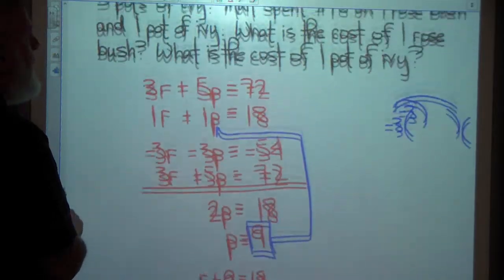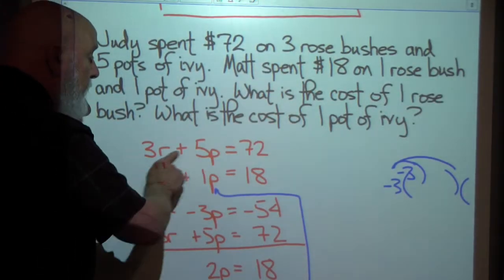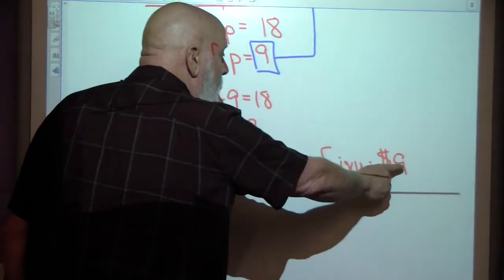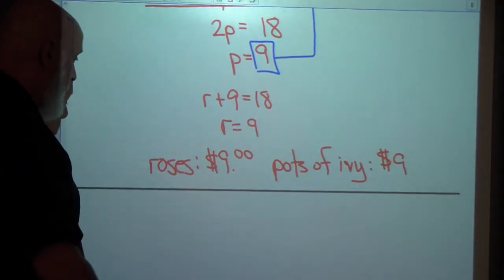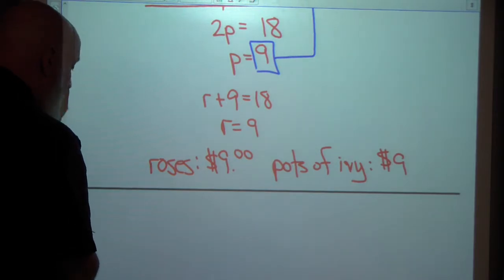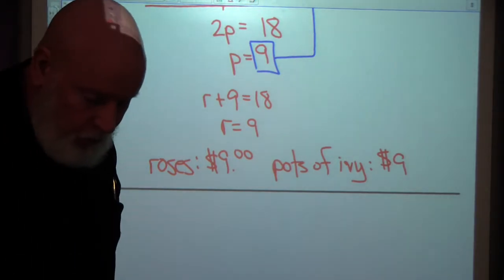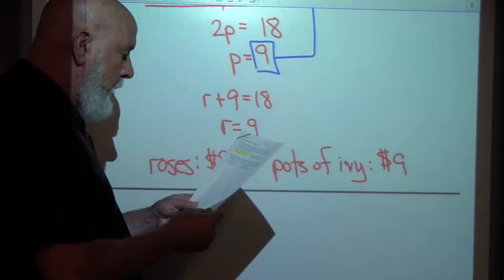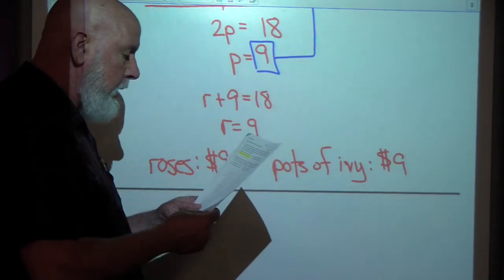There are infinite combinations that will make either one of these true. But only one combination will make them both true. That's a system. And let's see if that's right. Rosebush, $9. Pot of ivy, $9. Okay.